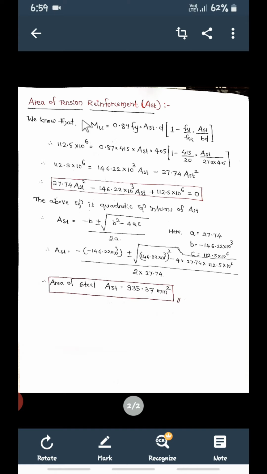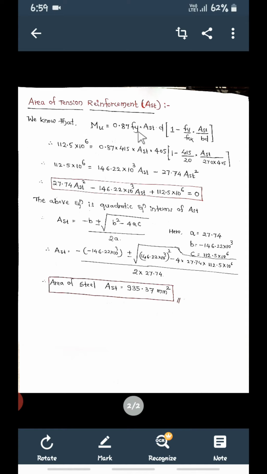Okay, so area of tension reinforcement, that is AST. So we know that we're going to use this formula. Mu is equal to, that is ultimate moment of resistance. Mu is equal to 0.87 Fy AST into D into bracket 1 minus Fy upon Fck into AST upon BD. Okay, so again substitute all the values.